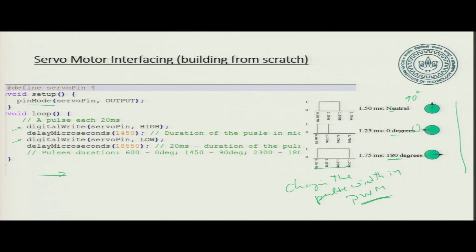So, we stop with this today, and from the next class we will be moving on for experimental details, where we are going to do all these experiments and to see how you can use a servo motor to build a small simple robot arm. Okay. So, we stop here today.